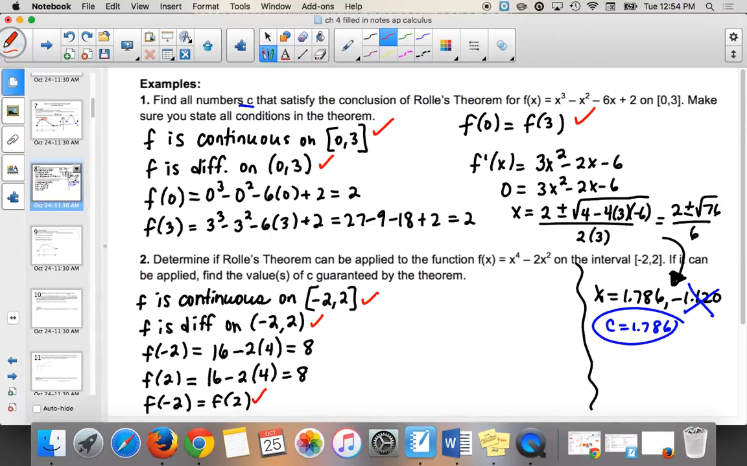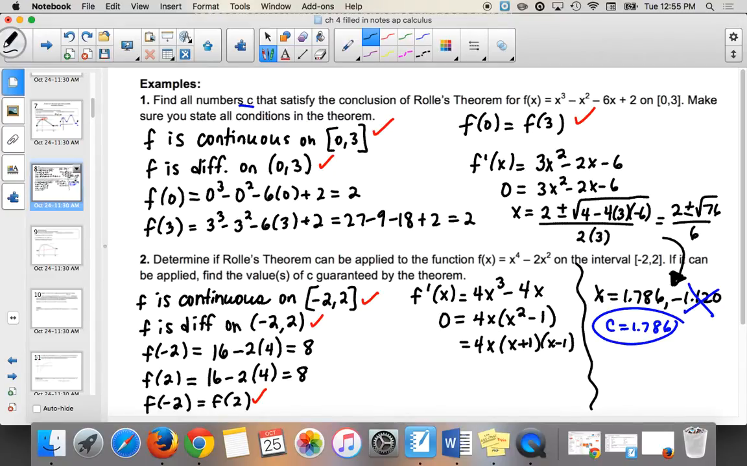We've never even like set f prime equal to 0 or anything. So now we do the second part. So we say, okay, well, what is f prime? F prime of x is 4x cubed minus 4x. So when I set it equal to 0, I can pull out the 4x and I have x squared minus 1. So continue to factor, we have x plus 1 times x minus 1. So we get 0, negative 1, and 1.